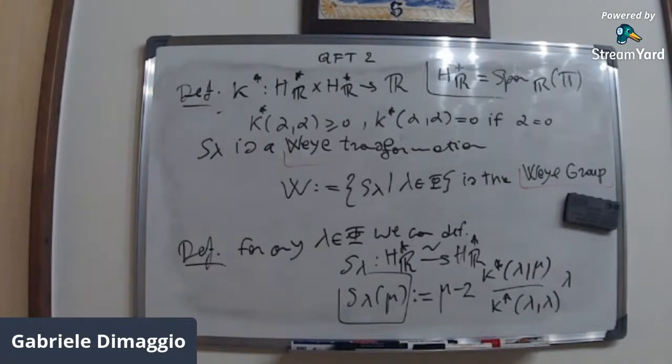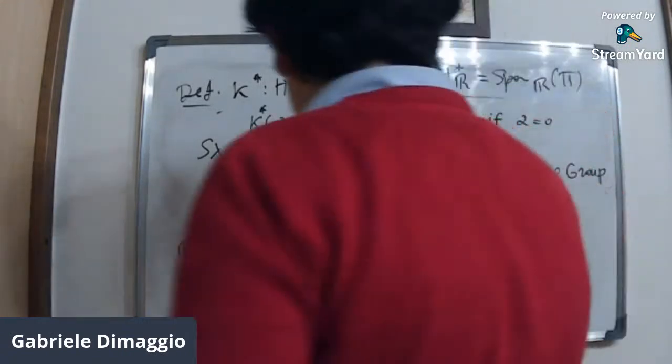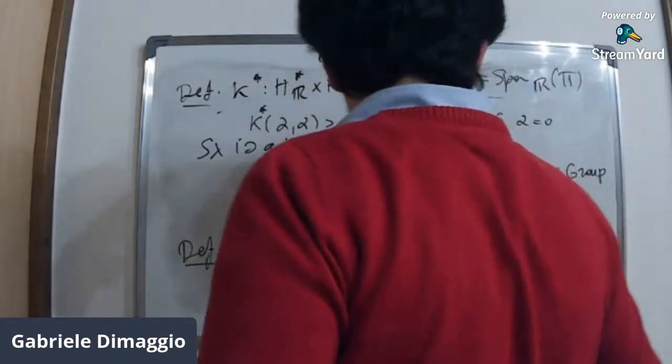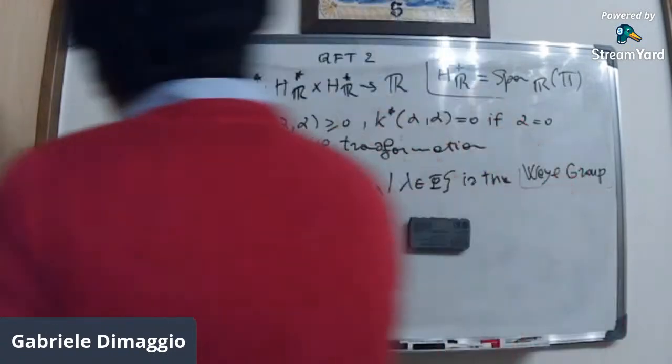Now, a particular theorem is this. A particular theorem. Okay. So I have this theorem.